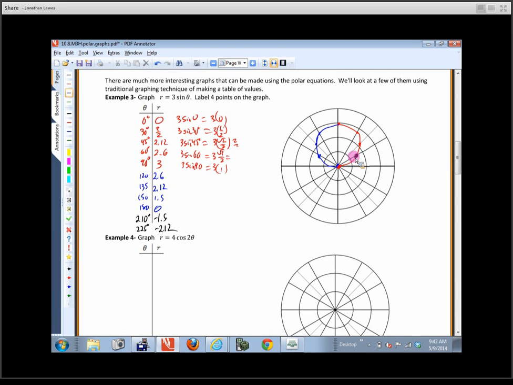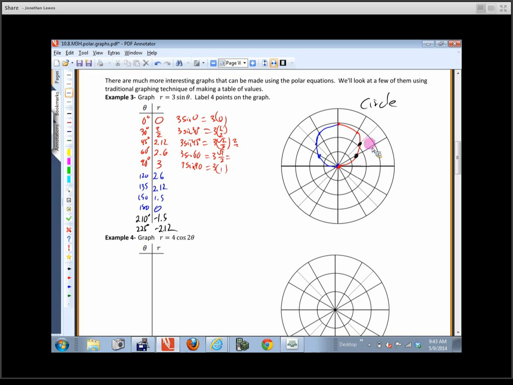Okay? When I point at 225, the radius is negative 2.12. So I'm pointing this direction here, but I have to go in this direction over here, and I land right there. So guess what's going to happen if I go through 180 degrees to 360 degrees if I start pointing at these angles down here? I'm going to trace right over the top of it again. Okay? So this makes a circle.